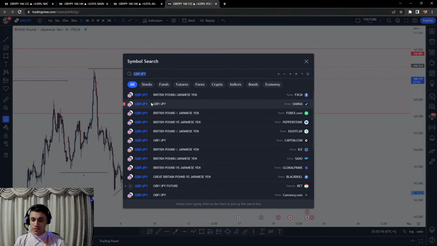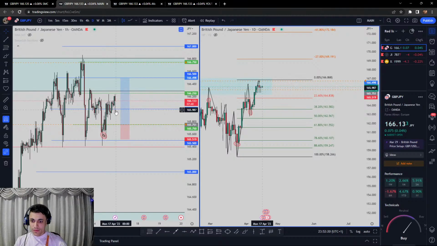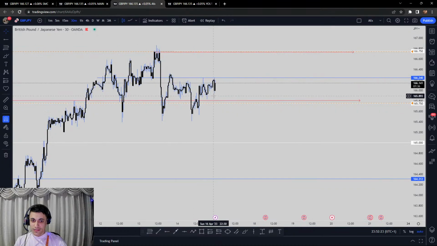Now, what I'm going to do is go to pound yen, go to a different chart, and let me just see something. Oh wow, look at that beautiful rejection. My goodness. All right, cool, that's fine.